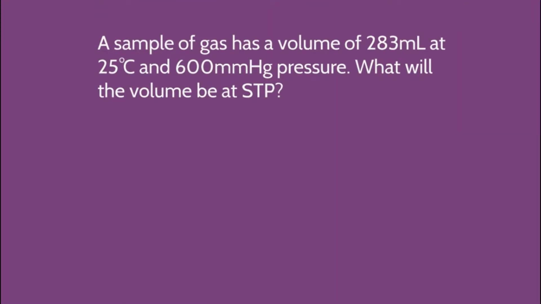A sample of gas has a volume of 283 milliliters at 25 degrees C and 600 millimeters of mercury pressure. What will the volume be at STP? Okay, first off, go ahead and outline your variables. Now again, I'm going to let you write on the test because that seems to help out. This is a volume. Let's say that's our first volume. This is a temperature. There's our T1. And here is a pressure. Let that be our P1. What will the volume be? We're trying to find our V2 at STP.